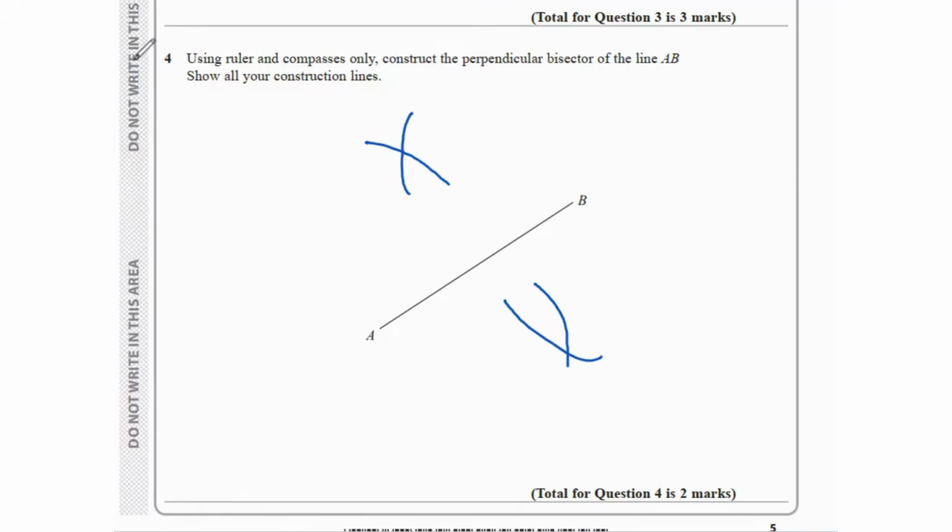Once you've done that, you're going to connect the intersections of the two arcs with a straight line, and this straight line is going to be your perpendicular bisector. To check if this is correct, you measure your distance from A to the perpendicular bisector, and if it is exactly half of line AB, then that means your perpendicular bisector is correct.